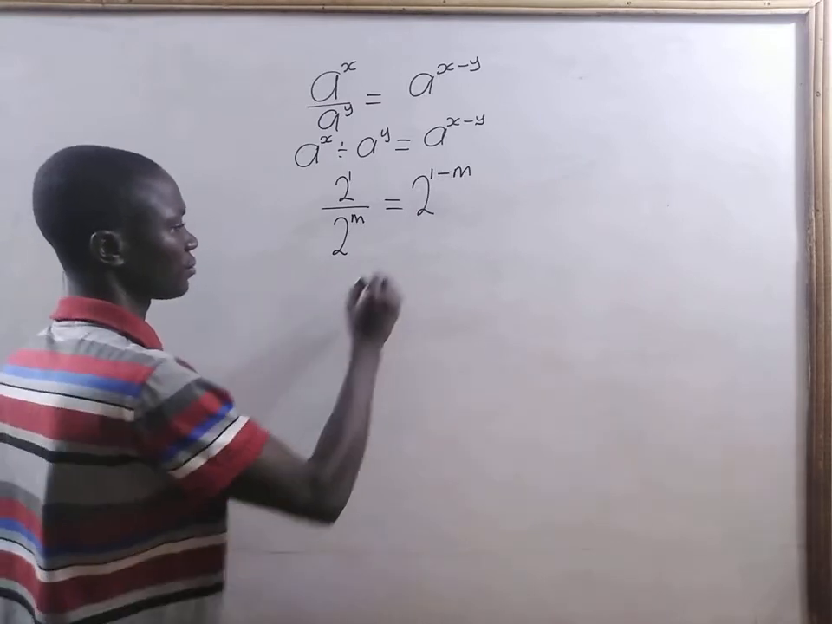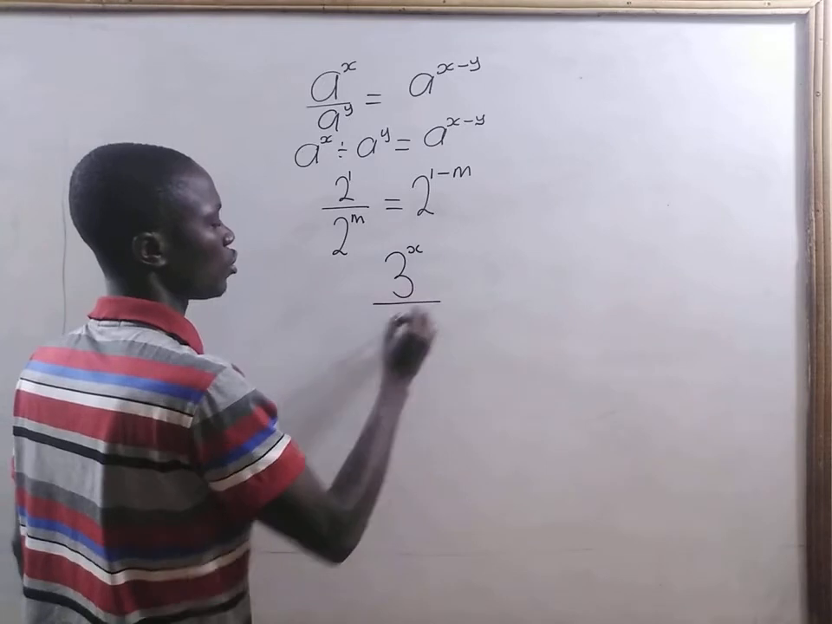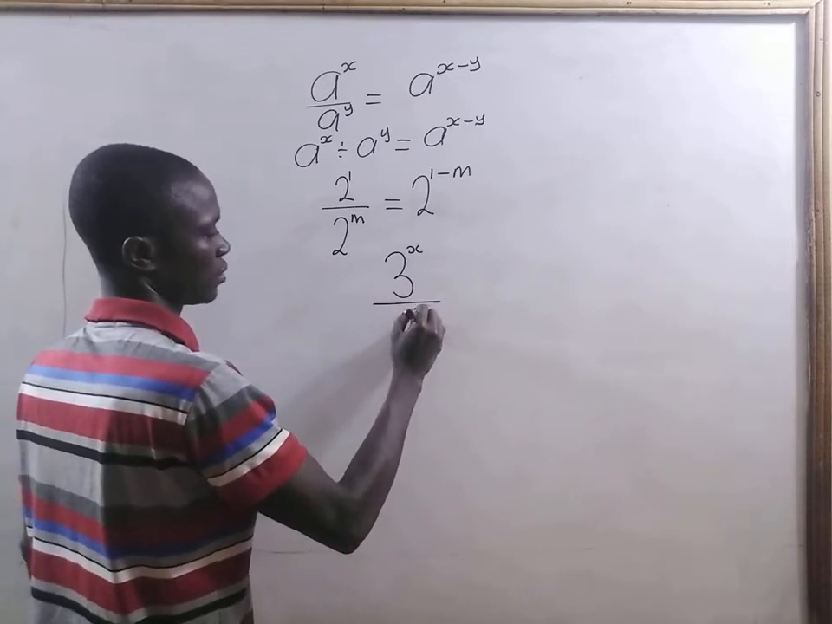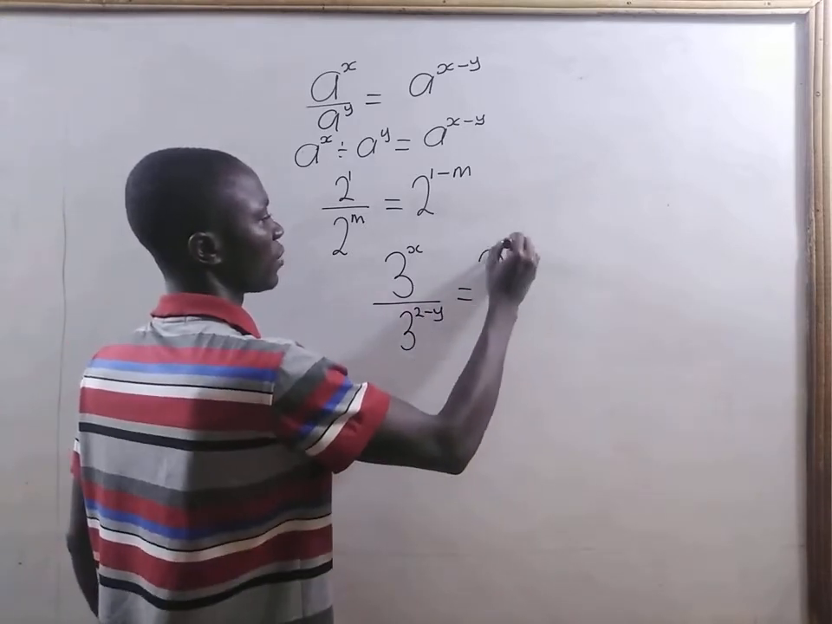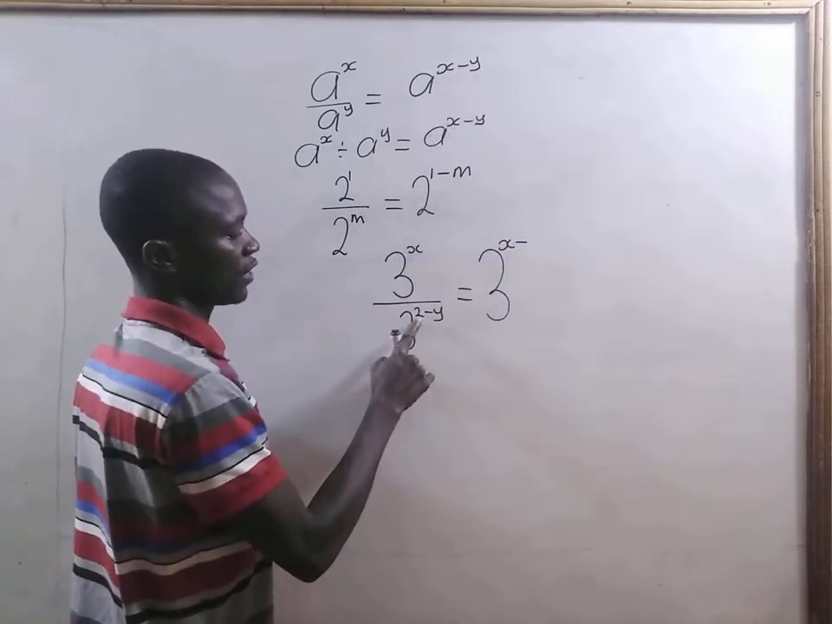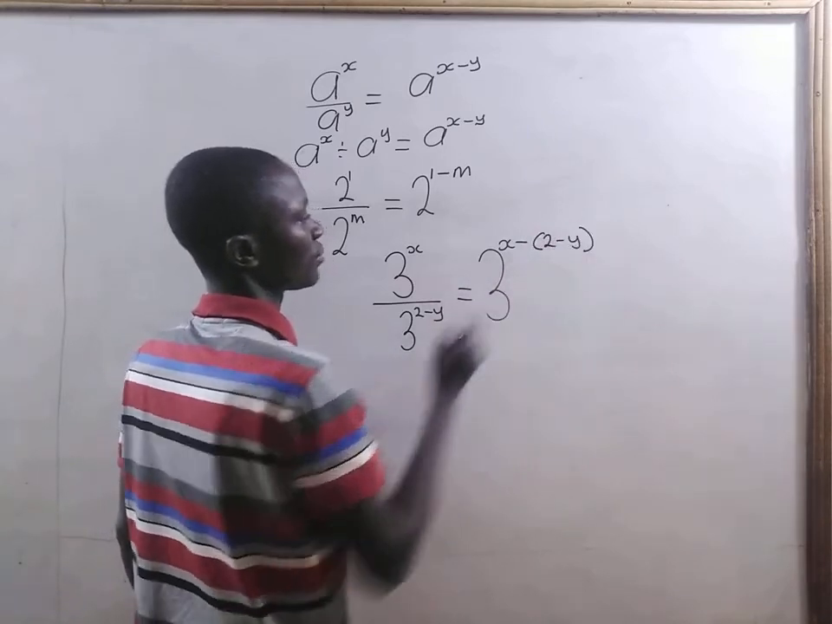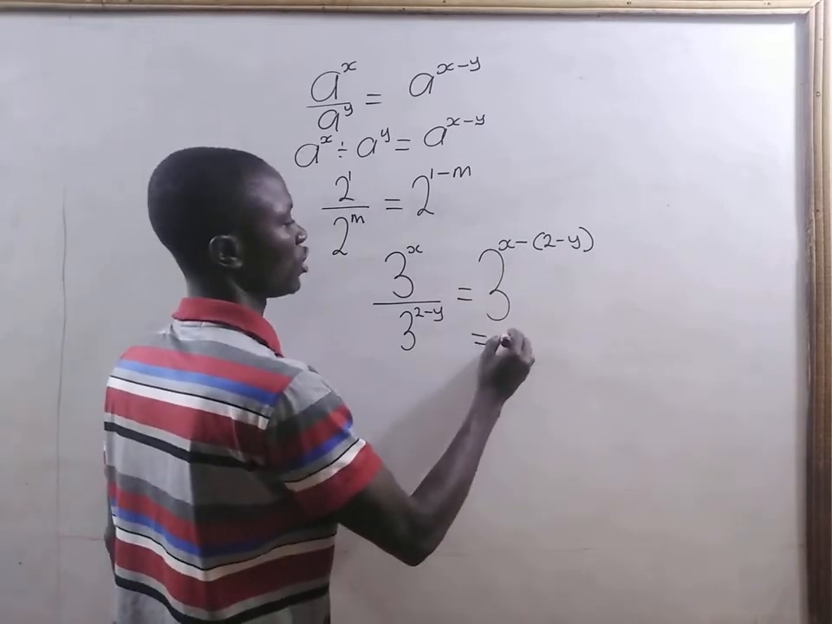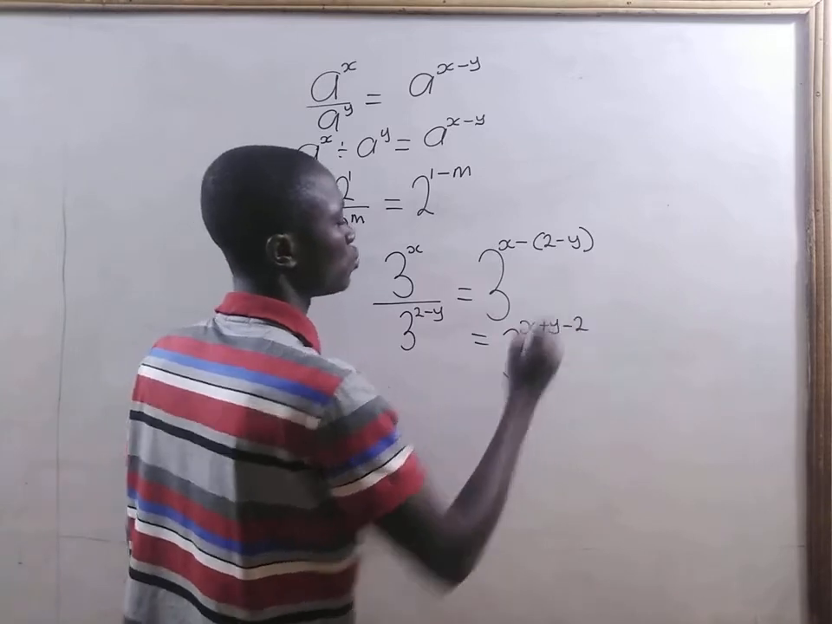And if I have, let's say, 3 to the power x, all divided by 3 to the power 2 minus y, I'm going to have 3 to the power x minus this minus. Then you have 2 minus y, so I'll put them in a bracket, which will eventually become 3 to the power x plus y minus 2.